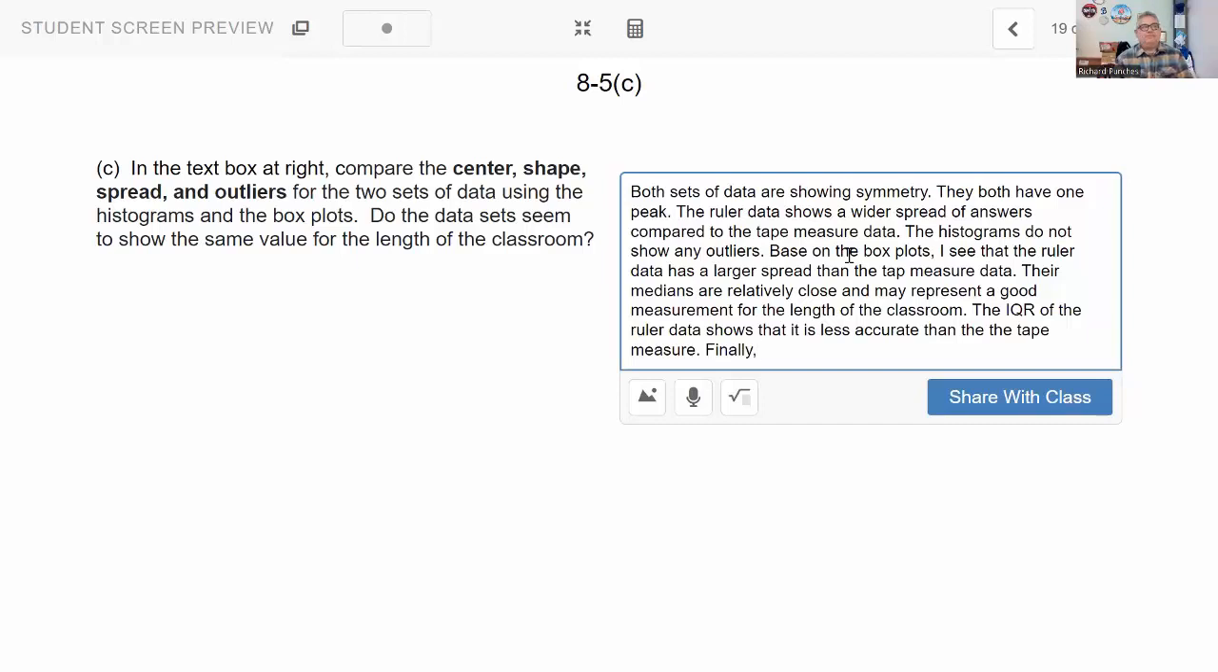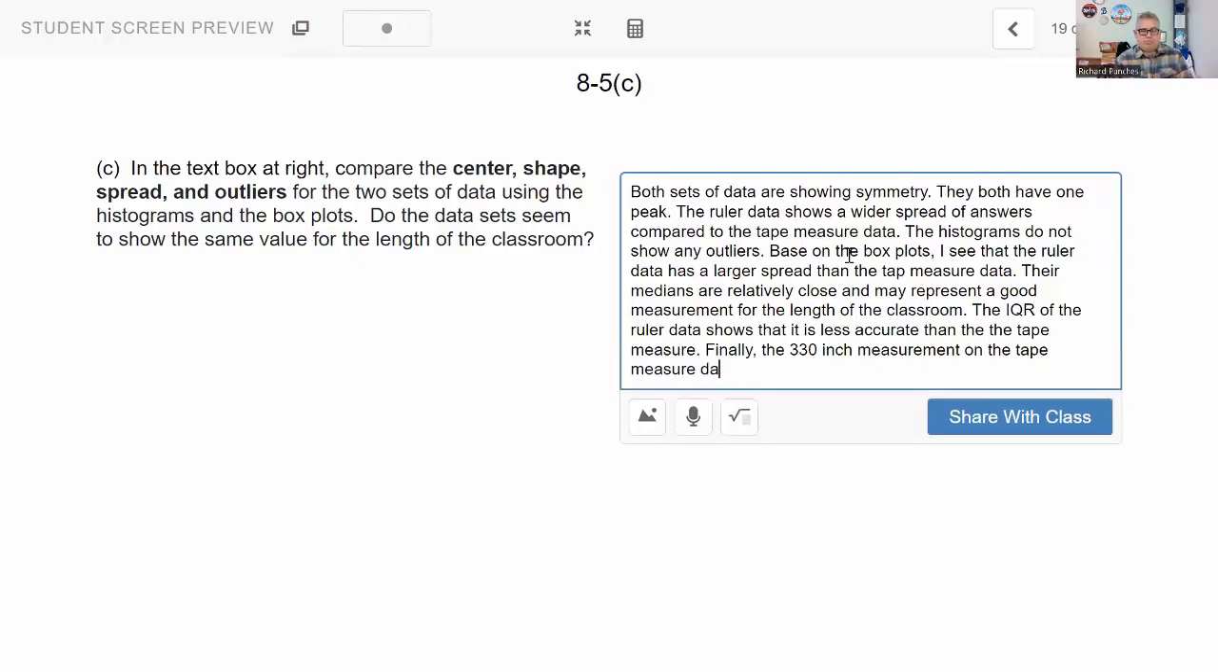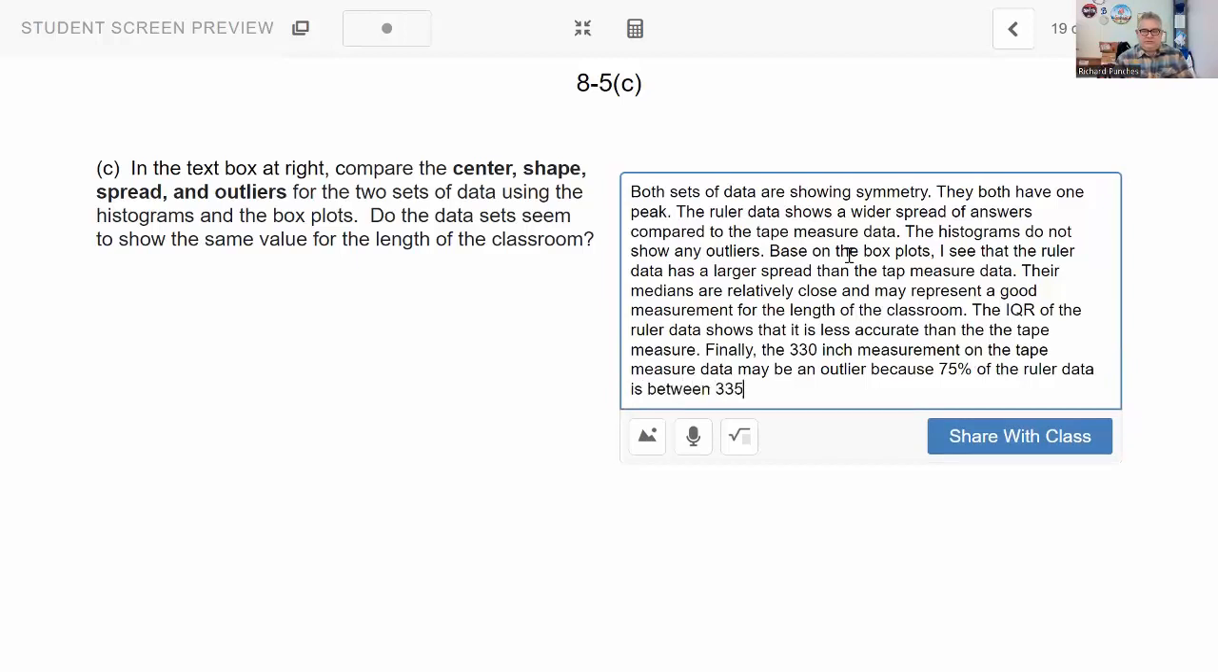Finally, comma, the 330-inch measurement on the tape measure data may be an outlier because 75% of the tape measure data is between 336 inches and 341 inches.